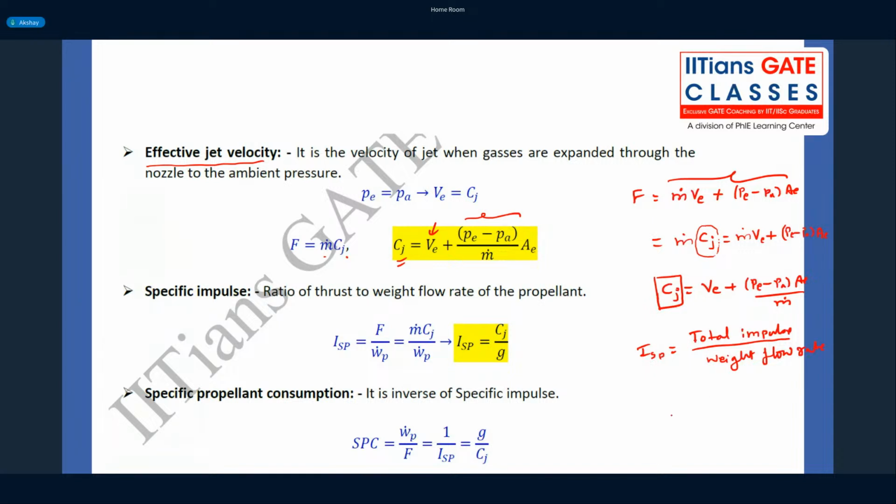So what is total impulse? In general, the thrust you have in your rocket propulsion can be a function of time. Okay, so the total impulse, how you define this, is basic physics from your high school physics, you have learnt it. How do you define an impulse?